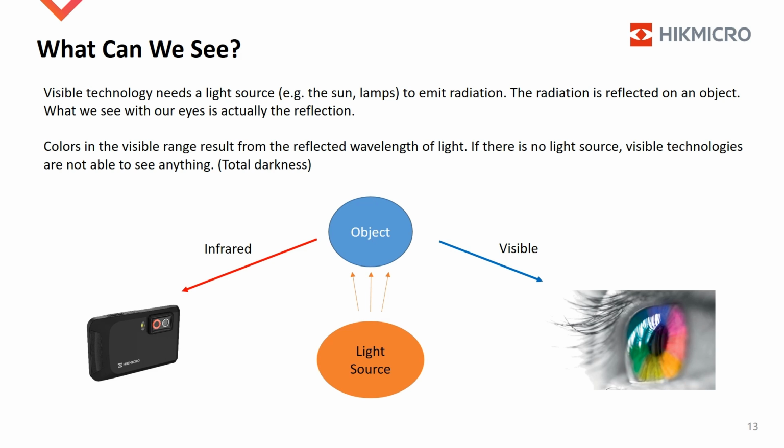Colors in the visible range result from the reflected wavelength of light. If there is no light source, visible technologies are not able to see anything. That means total darkness.